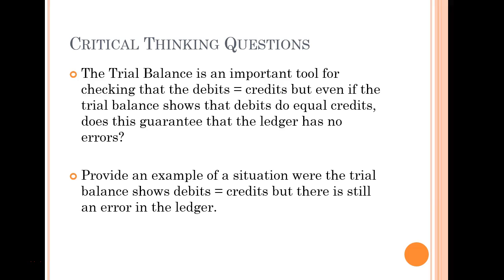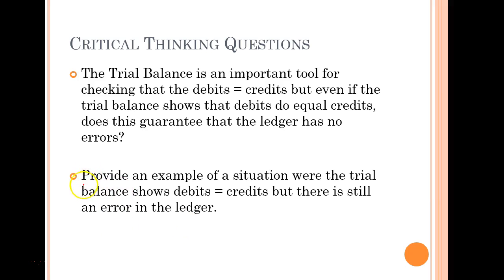So I have a couple of critical thinking questions for you to ponder and write down your answer, and I'm going to ask you tomorrow in class. The trial balance is an important tool to make sure that the debits equal the credits, but even if the trial balance shows that the debits do equal the credits, does this guarantee that the ledger has no errors? And if there could be errors in there, I want you to provide an example.